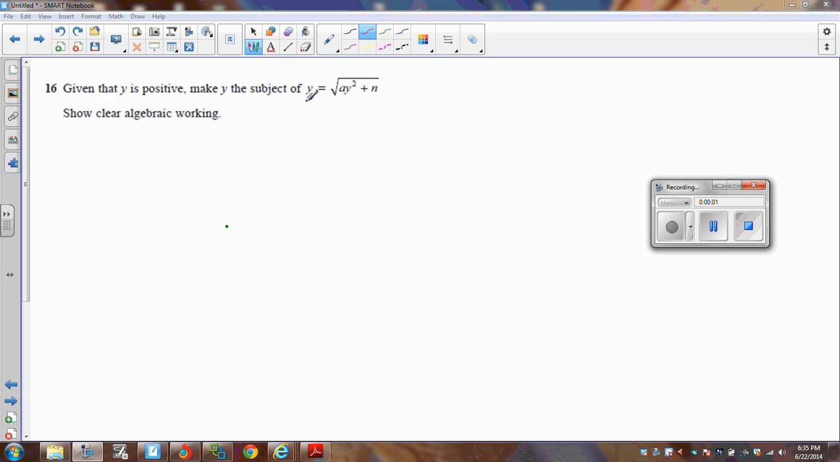Okay, we need to make y the subject of this, and at the moment y is not actually the subject because y also appears on the right hand side. Now the whole of the right hand side is square rooted. I can't add or subtract the n, or do anything with this square root until I have squared both sides and got rid of the square root sign.